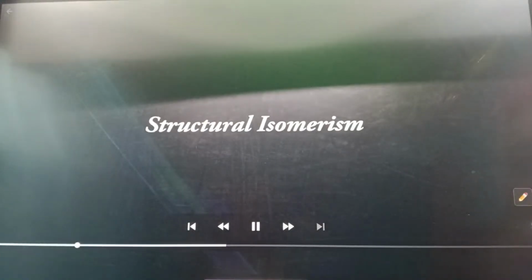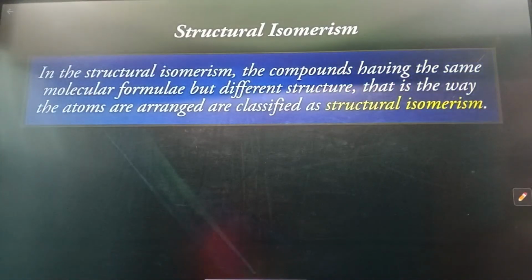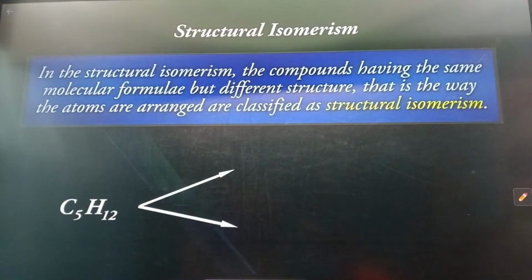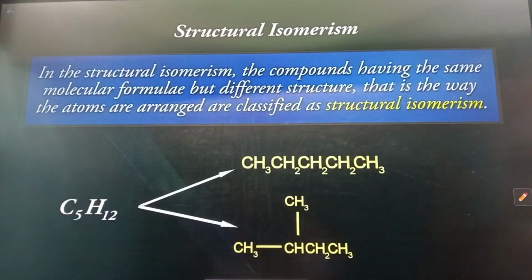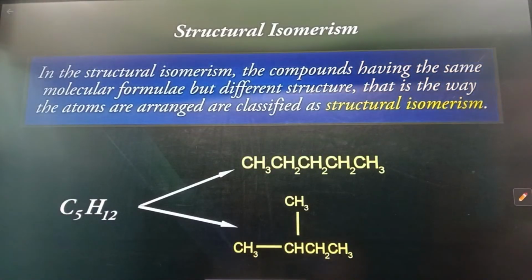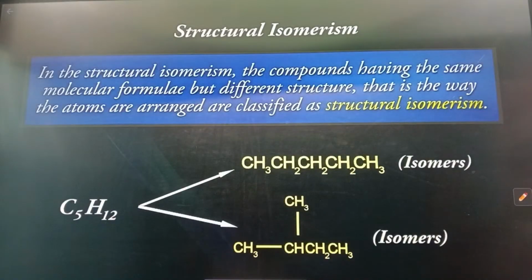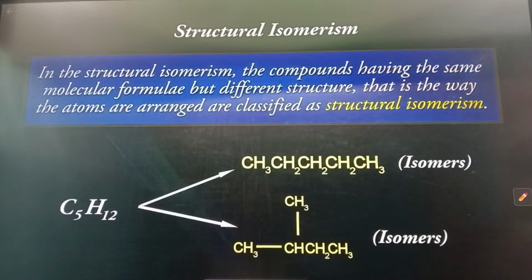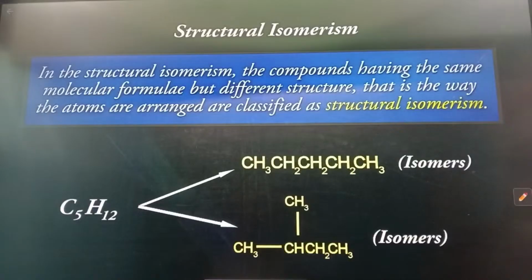Let us study structural isomerism. In structural isomerism, the compounds having the same molecular formulae but different structure, that is, the way the atoms are arranged, are classified as structural isomers. Now, there are different types of structural isomerism. Let us first understand chain isomerism.